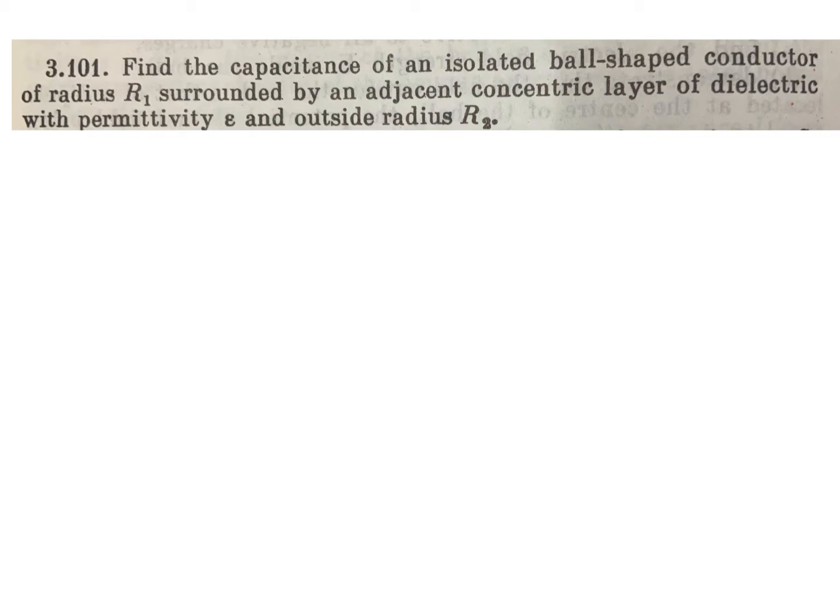Find the capacitance of an isolated ball-shaped conductor of radius r1 surrounded by an adjacent concentric layer of dielectric with permittivity epsilon. By permittivity, it means, I think, the relative permittivity. So I will just change it to be K, and add the term relative permittivity K.